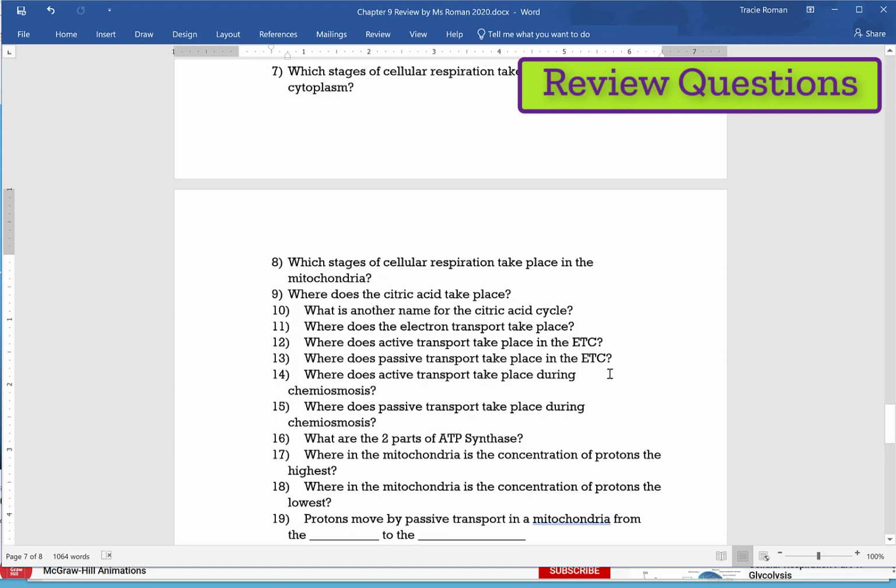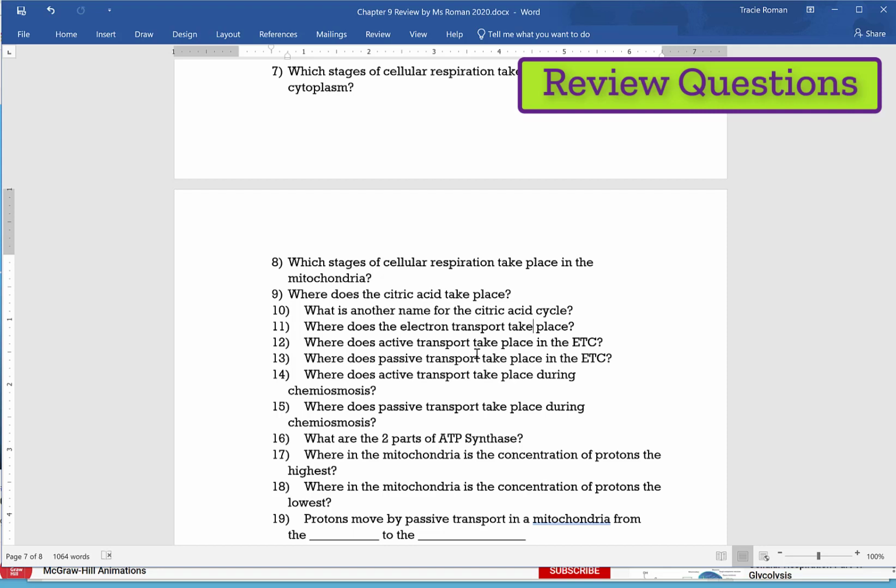Where does active transport take place in the electron transport chain? Active transport takes place in the inner membrane of the mitochondria. Where does passive transport take place in the electron transport chain? That's a trick question because there is not any passive transport in the electron transport chain. That's all active transport.